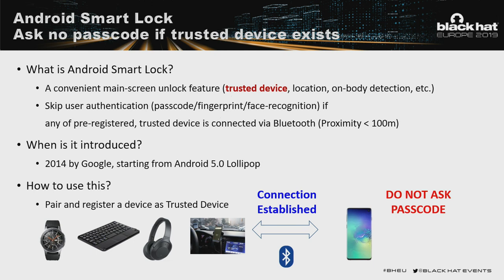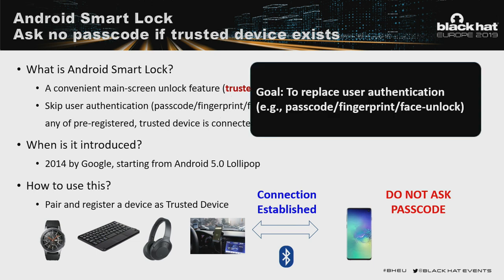So, how can we use Android Smart Lock? First, a user can assign several kinds of Bluetooth devices. If you use the connection with a watch, keyboard, or headset, we can assume that the user is very close to the device because the user will bring these devices. In another case, if we assume the connection with the car audio in our car, then we can assume that the user is in a private space, so we don't need any kind of user authentication. Because users are very close or in a private space, we can skip the user authentication without sacrificing any security. So with Android Smart Lock, the goal is to replace user authentication.